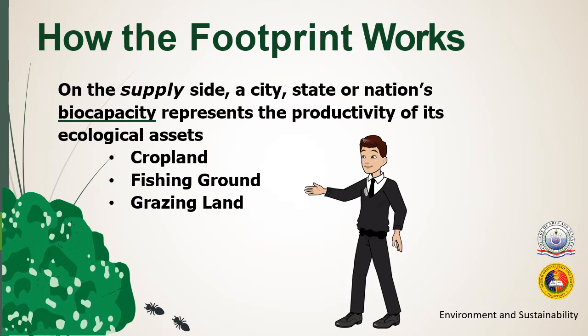On the supply side, a city, state, or nation's biocapacity represents the productivity of its ecological assets. This includes cropland, grazing land, forest land, fishing grounds, and built-up land. These areas, especially if left unharvested, can also serve to absorb the waste we generate, especially our carbon emissions from burning fossil fuels.